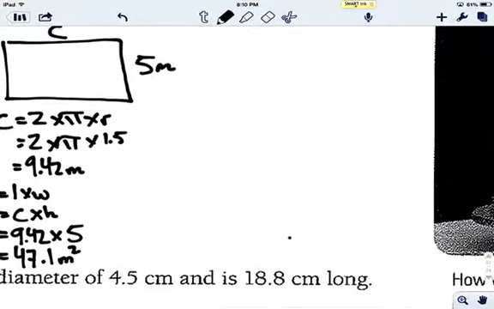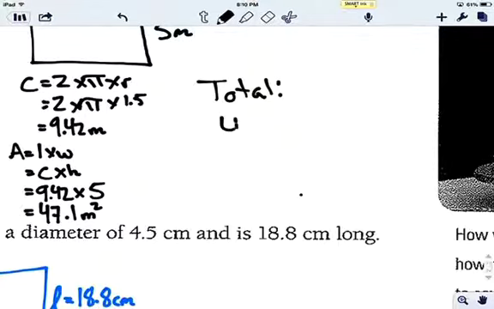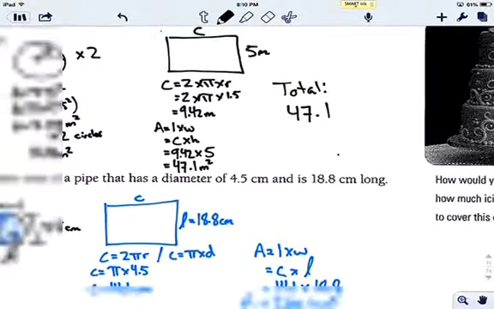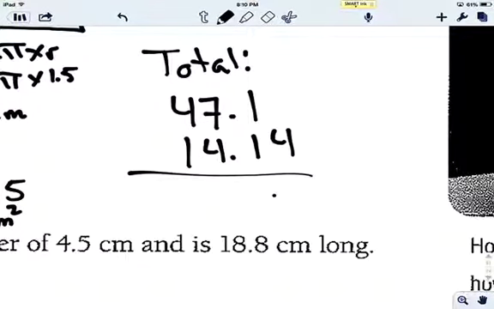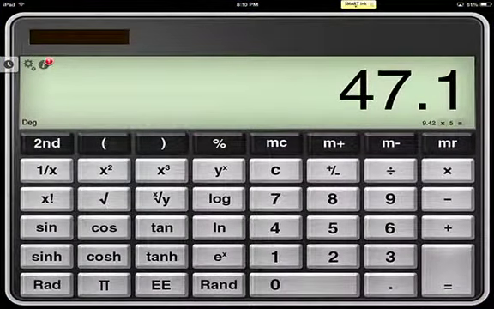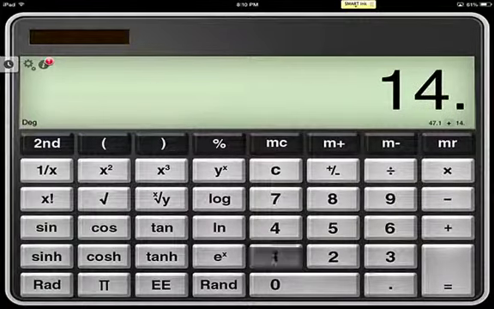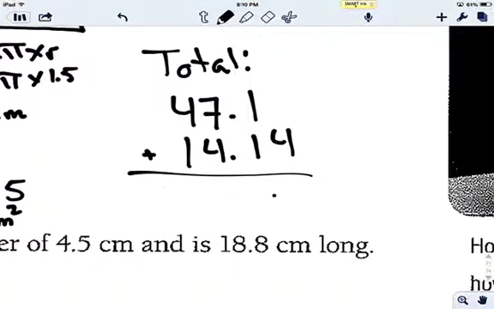So all that's left now is to add up those two pieces, well, all the pieces. So our total then, we have 47.1 from the middle portion, and the two circles give us 14.14. Okay, and when we add those up, 47.1 plus 14.14, 61.24. And that's all she wrote. 61.24 meters squared. Done.